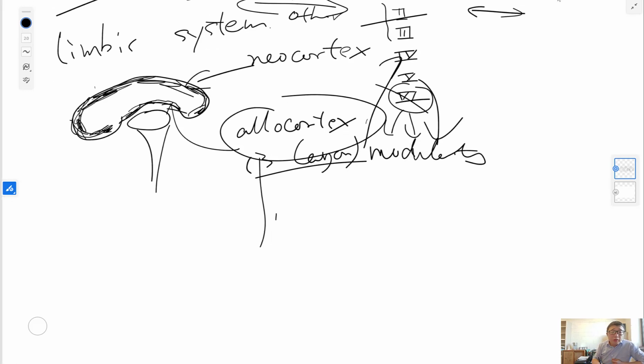And in the limbic system, I mentioned three of those, but let's focus on this one. That's a benefit to listen to my video. Actually, only the hippocampus will be in the test because this is the most important thing.